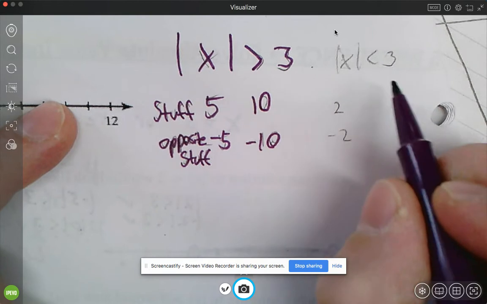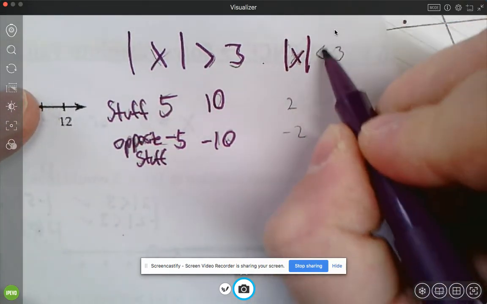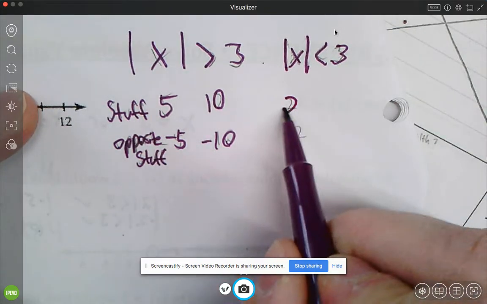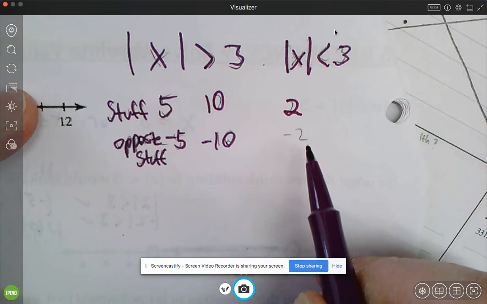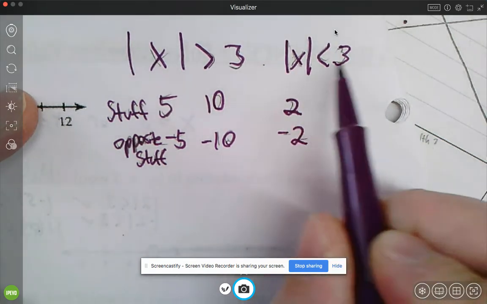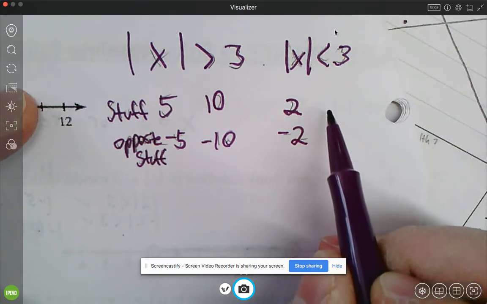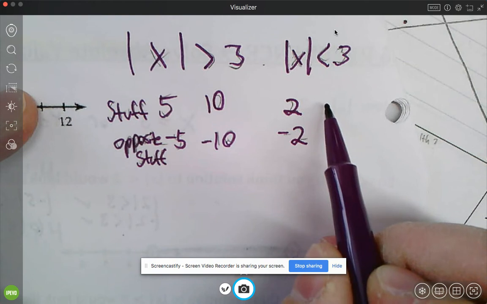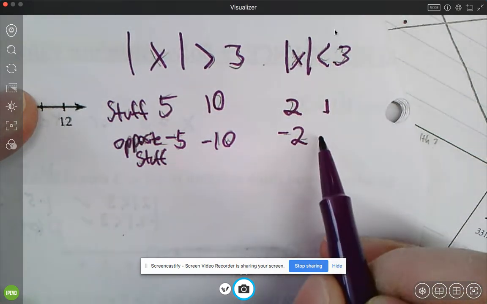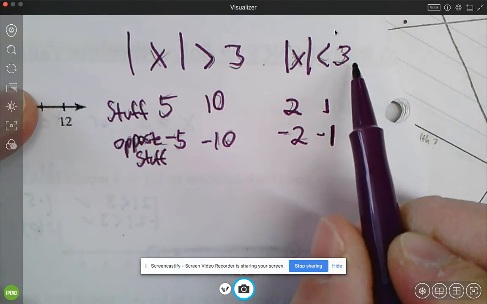So now let's do that with a less than. So absolute value of x is less than 3. Some stuff that would work would be like 2. Some opposite stuff that would also work would be -2, because the absolute value of -2 is 2, which is less than 3. Some other stuff that would work would be 1 is less than 3. The opposite stuff would also work. -1 is less than 3.